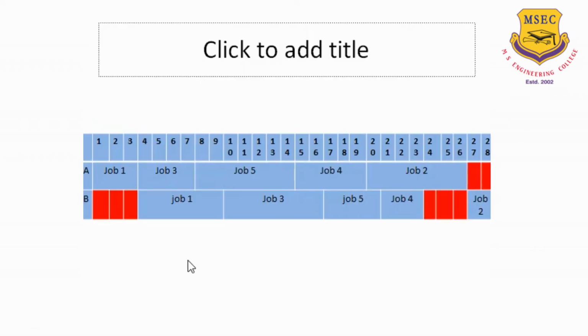Now if I put all the timings on a time chart, this is how it looks like. The red area indicates the idle time for machine A here, and the idle times for machine B here, and at the beginning and in the end you will have idle time.